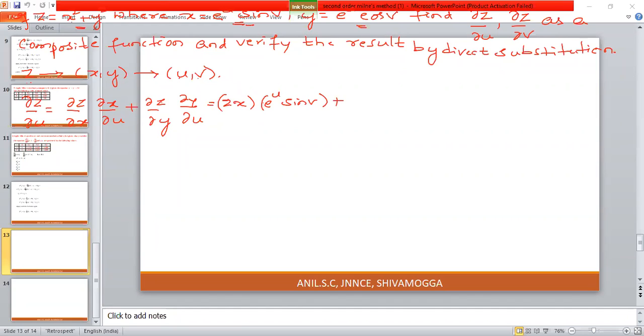Differentiate z partially with respect to y, treating x as constant. Therefore, derivative of x square is 0. Derivative of y square is 2y into del y by del u. Differentiate y partially with respect to u, treating v as constant. Therefore, cos v is a constant, keep it as it is. Derivative of e power u is e power u itself into cos v.